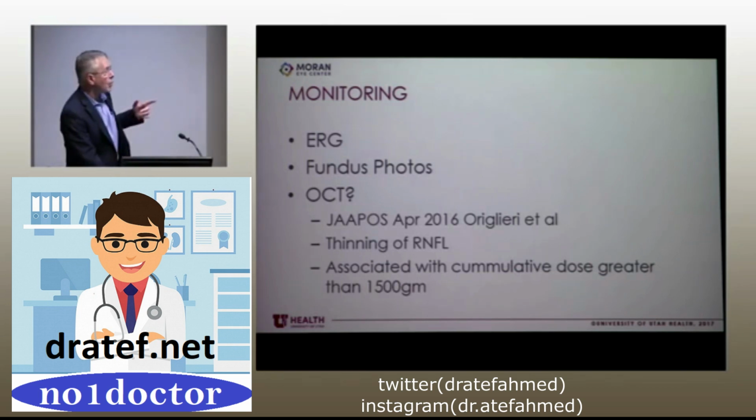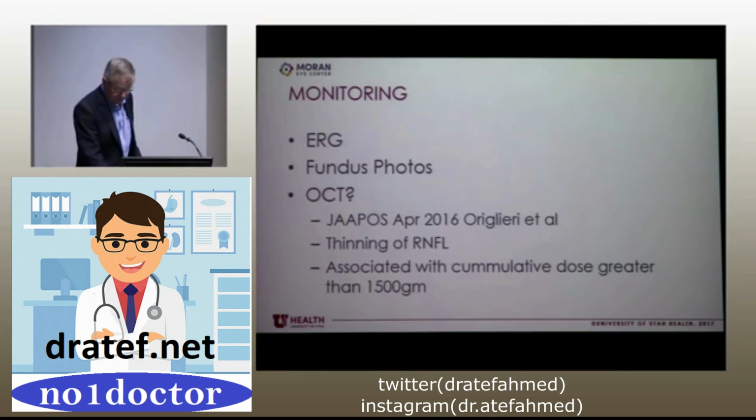Now, one thing I learned that I was not aware of is this has been associated with a cumulative dose greater than 1,500 grams of drug. So we're going to need to start recording that when we see kids. We've not been doing that.